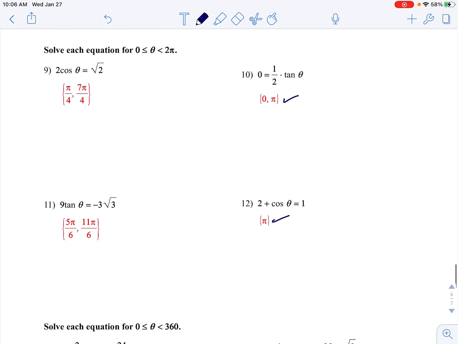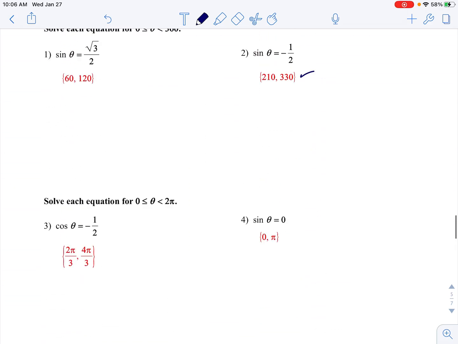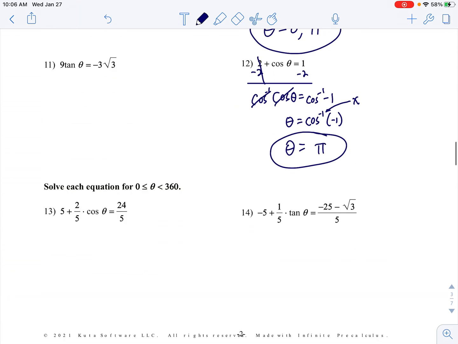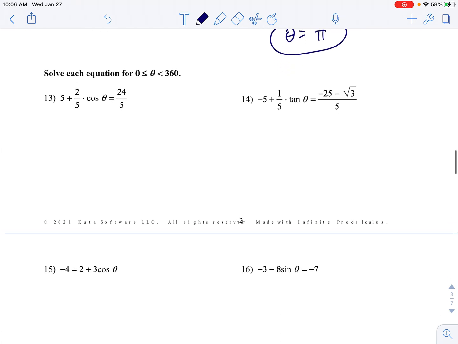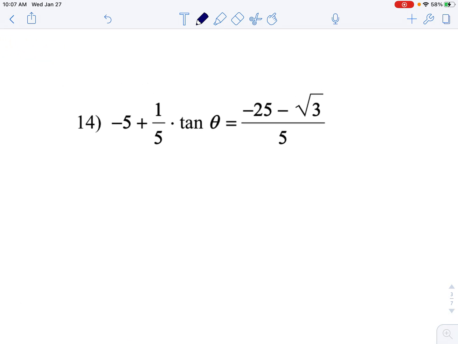So you see, sometimes you get 2 solutions. Sometimes you get 1 solution. Sometimes you get no solution. That can all happen. All right, number 14, getting a little more complicated here. And our answer needs to be between 0 and 360, so we are back into degrees. Now this is kind of a big mess.